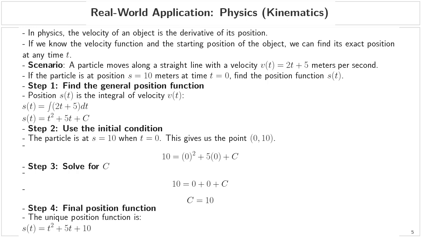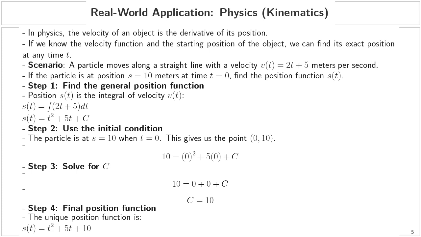Finally, we substitute the value of c back into our general solution. This gives us the unique position function, s of t equals t squared plus 5t plus 10. This function now tells us the exact position of the particle at any time t.